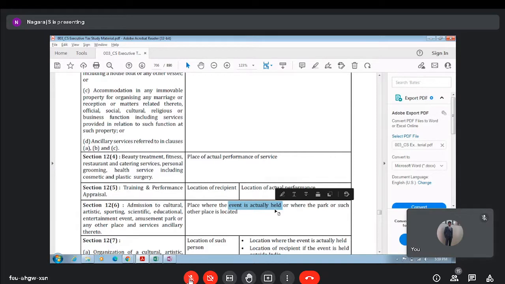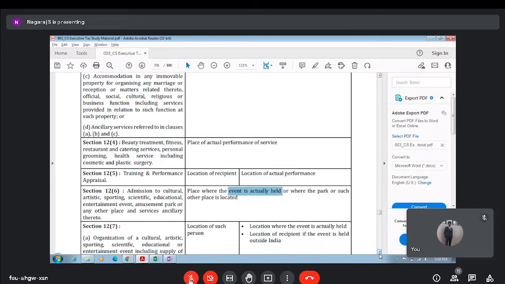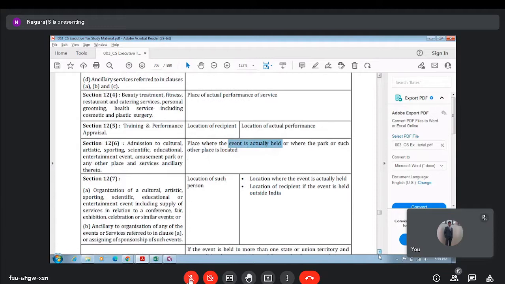Remember all of this, you will get questions on all these things. Organization of a cultural event, the people who organize all this are event organizers, right? If the event organizer is giving the service to a registered person, then the location of that registered person. If he is giving the service to an unregistered person, then where the event is actually held. Location of the recipient if the event is held outside India.